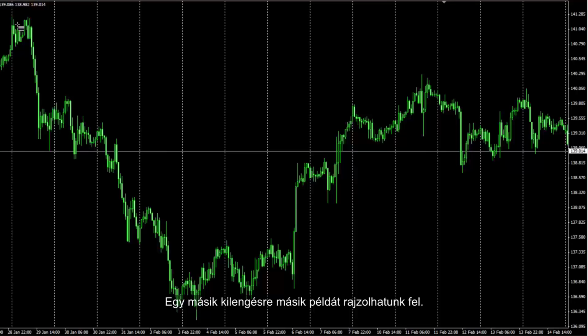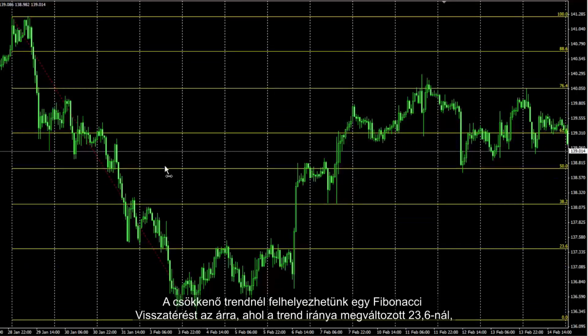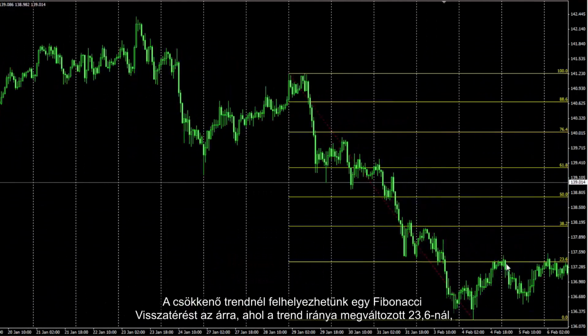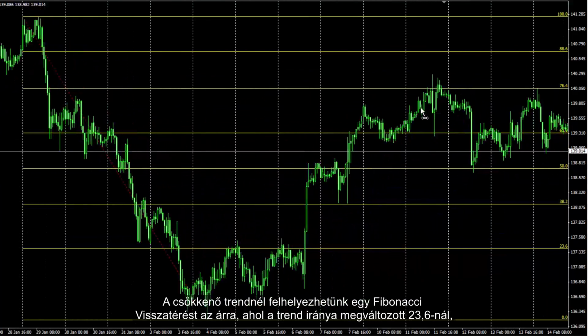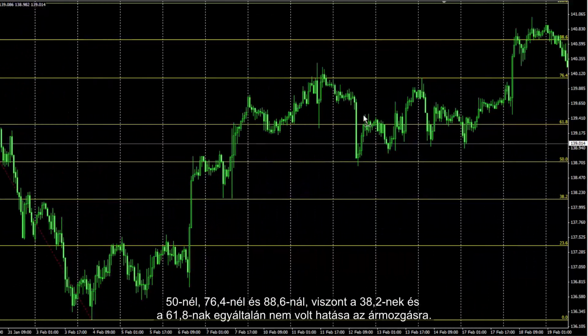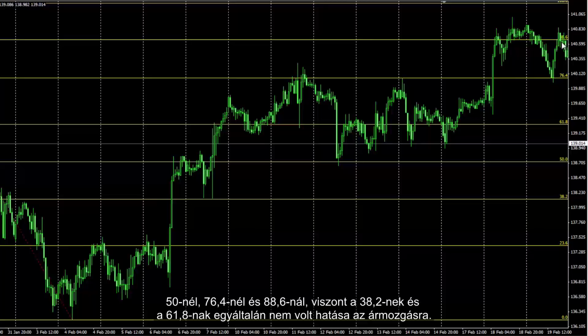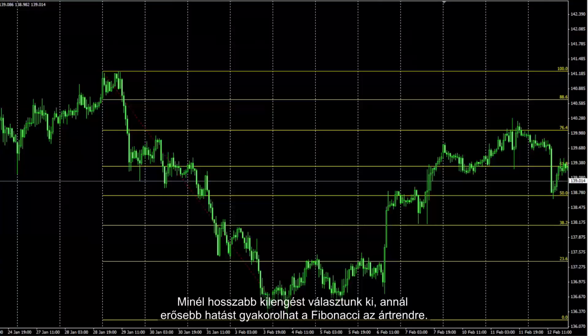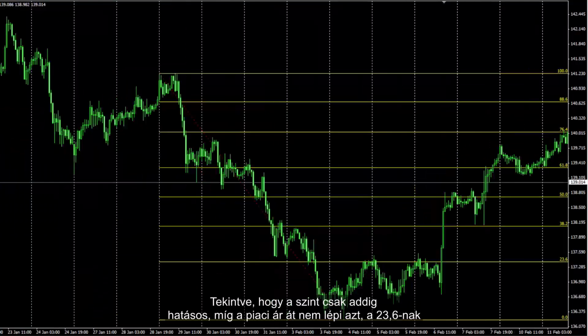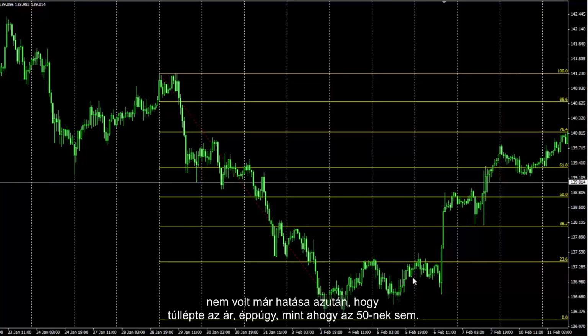Another example can be drawn on another swing. On the downward trend, a Fibonacci retracement can be placed where price trend direction has changed on 23.6, 50, 76.4 and 88.6, while 38.2 and 61.8 did not have any effect on the price movement. The longer the swing selected, Fibonacci may have a more powerful effect on price trend, considering that a level would not be effective unless it is crossed by market price. 23.6 was not effective anymore after it had been passed by price, just like level 50.